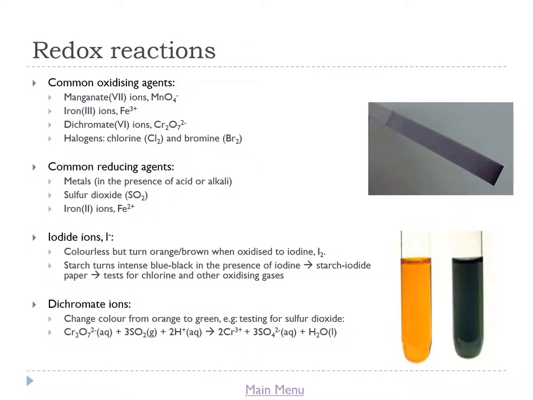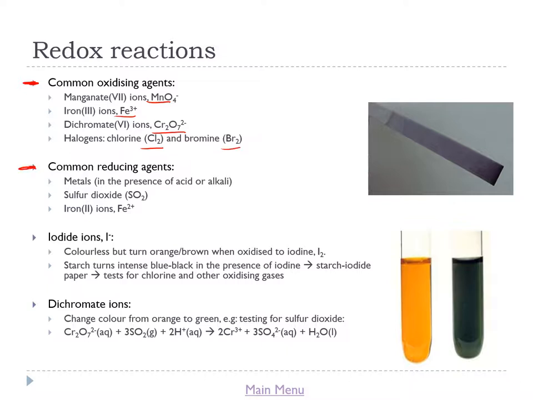The final type of reactions that we often see in qualitative analysis is redox reactions. These are ones where an oxidation and a reduction reaction happen at the same time. Now, common oxidizing agents that we use for this are manganate 7 ions, MnO4-, iron 3 ions, Fe3+, dichromate ions, or dichromate 6 ions rather, Cr2O7 2-, and the halogens, chlorine, Cl2, and bromine, Br2.